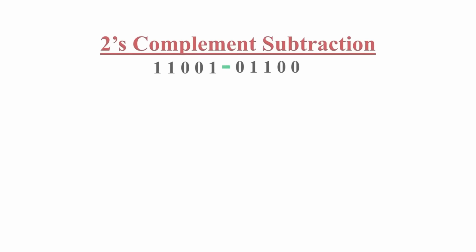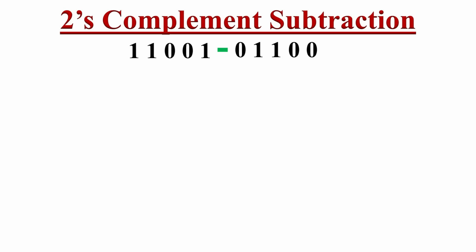Now let's solve the final example. Here we will perform subtraction between these two binary numbers, 11001 minus 01100. By looking at the MSBs of both numbers, we can recognize that the first number is a negative number and the second one is a positive number.